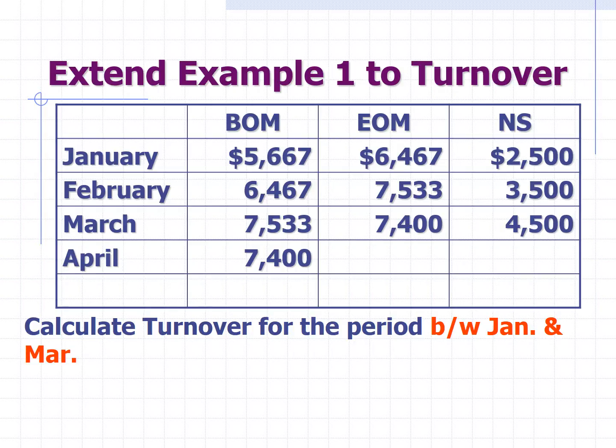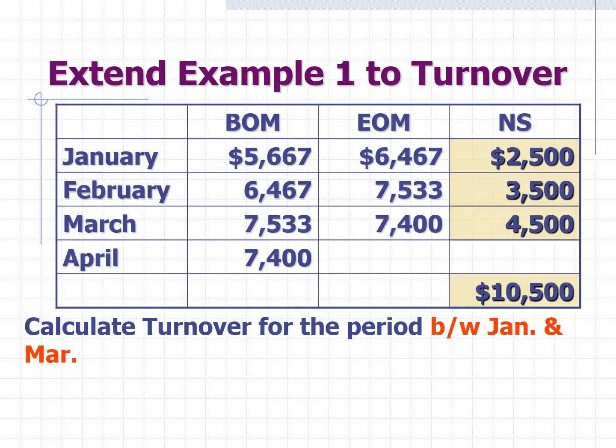So now let's extend the example that we just saw to calculate turnover. Now that we know how to calculate average inventory and we've got the average inventory already calculated, now let's calculate turnover for the period between January and March, those 3 months. Okay. For turnover calculation, remember the turnover formula, which was net sales over average inventory at retail. Let's utilize that. Let's pause the video.